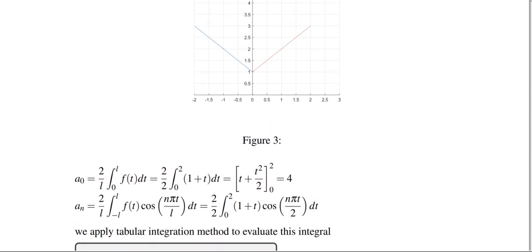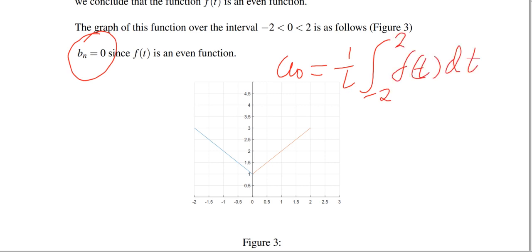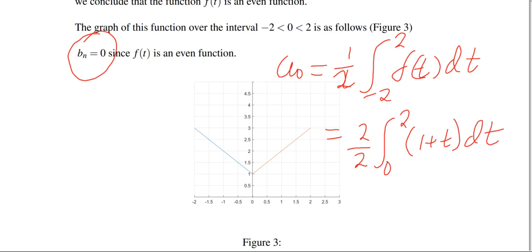And when working out An also, we'll not integrate from -2 to 2. When working out A0, we'll not write 1 over L integral from -2 to 2 f of t dt, so that we have 2 intervals. We'll just consider that because the function is even, we only need to start from 0 as the lower limit and multiply the result by 2. So we shall write 2 all over 2 integral from 0 to 2, and in this interval we have 1 plus t. So this simplifies our work further.